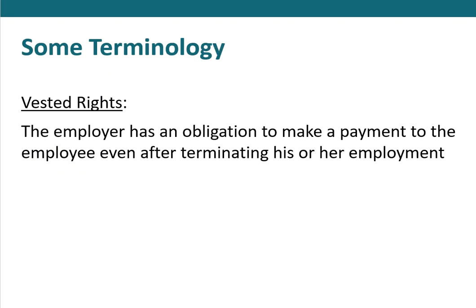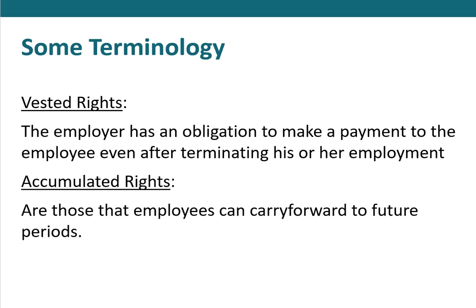Let's move on and take a look at some terminology. First, what are vested rights? If the employer has an obligation to make payment to the employee even after terminating his or her employment, then the employee has a vested right in a particular benefit. Accumulated rights are those that employees can carry forward to future periods.